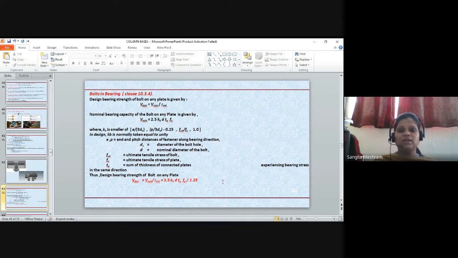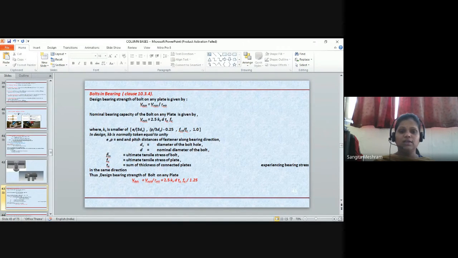So pitch can be found using the clause: 2.5 times D, 2.5 times the nominal diameter. And E, the edge or end distance, can be found using 1.5 times D0. E equals 1.5 times D0. And what is D0? It is the diameter of bolt hole. So you can find out the bearing strength of bolt using this formula. Basically the KB factor is important and depends on these four parameters: E upon 3D0, P upon 3D0 minus 0.25, FUB upon FU and 1.